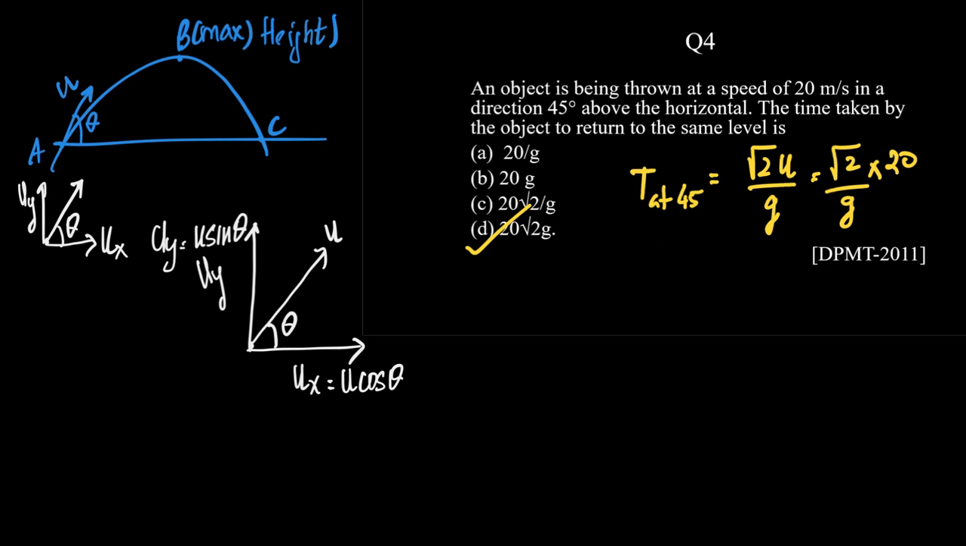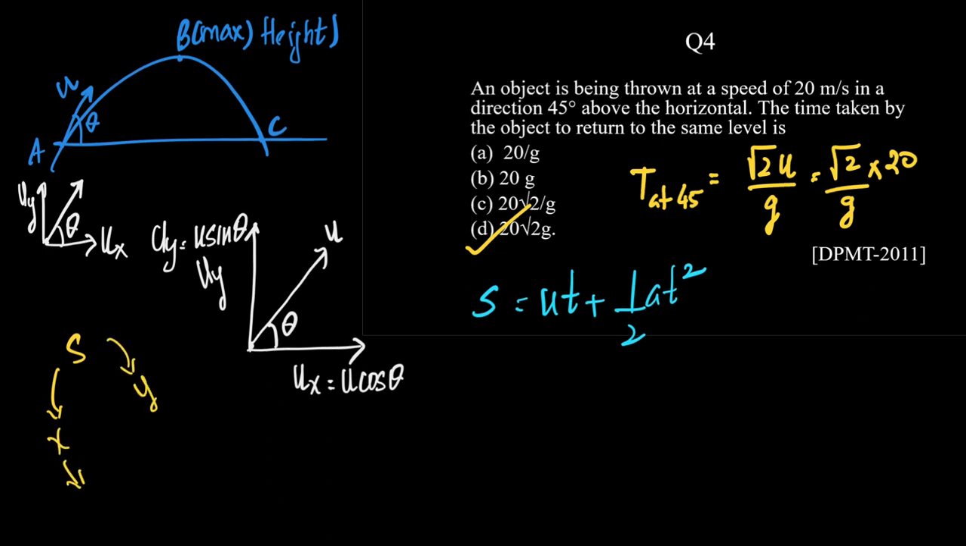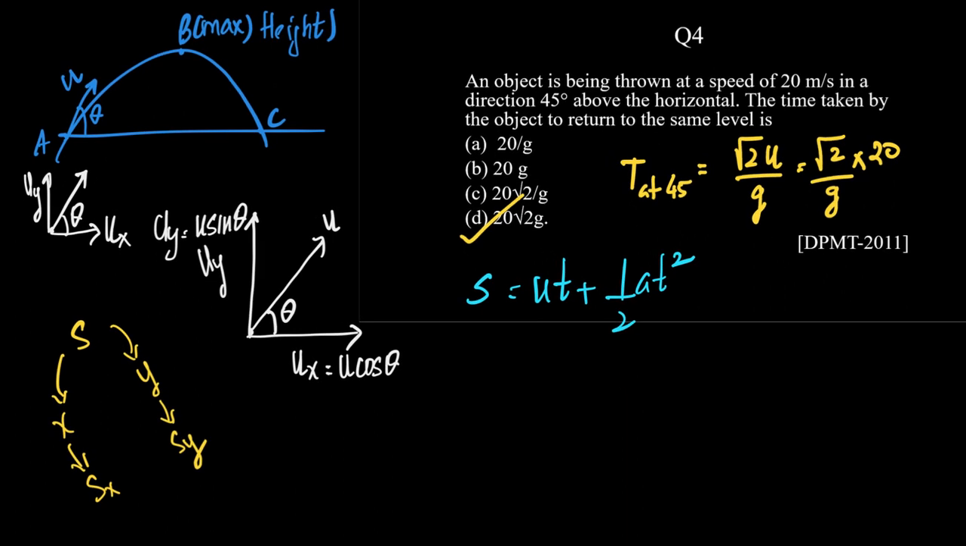Now, what we need to understand is, we're going to apply the equation of motion here, which is S is equal to ut plus half at square. When we use S is equal to ut plus half at square, this S can be divided into two different components. One is along the x component and the other is along the y component. So the x component would be written as Sx and the y component would be written as Sy. Now, what do we mean by this?